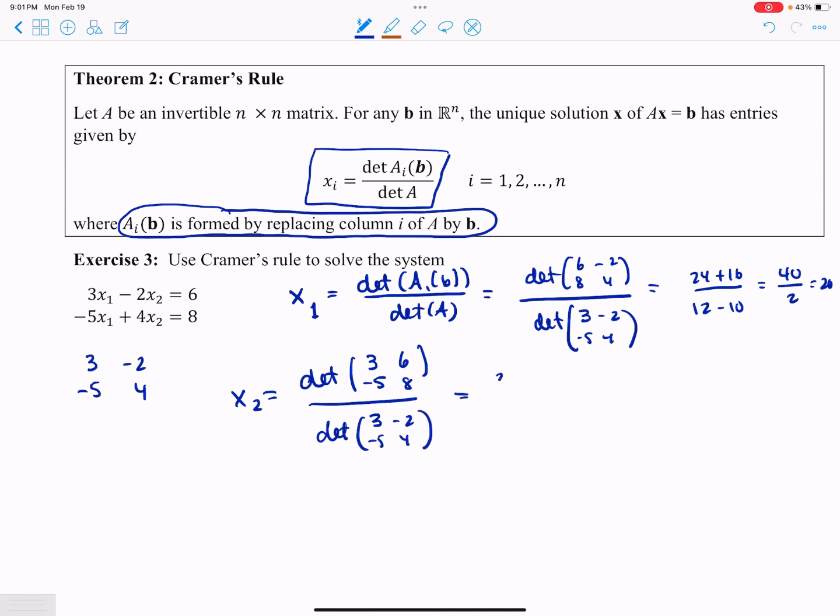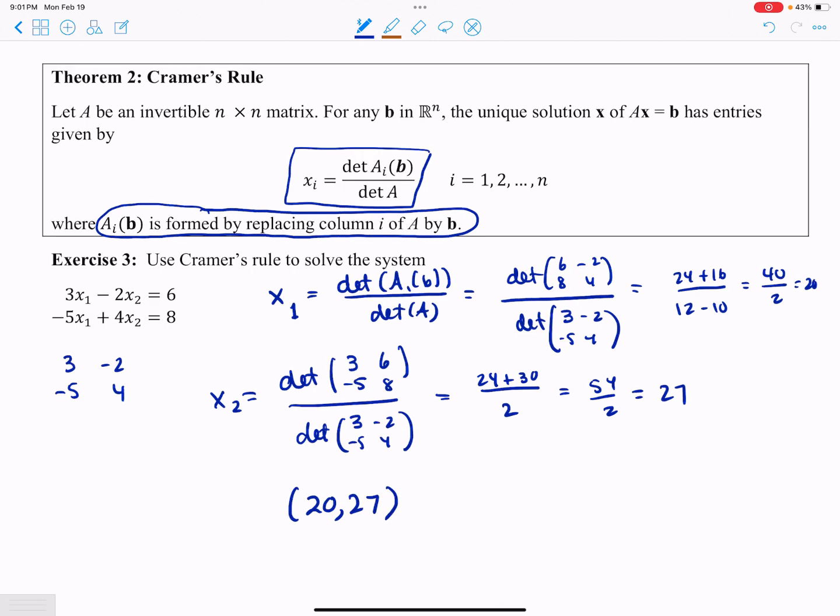So this is 24 minus a -30, and this is still 2. So we have 54 over 2, 27. So our solution, x1 is 20, x2 is 27.